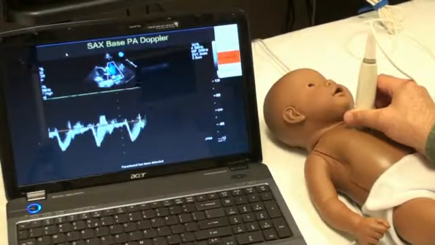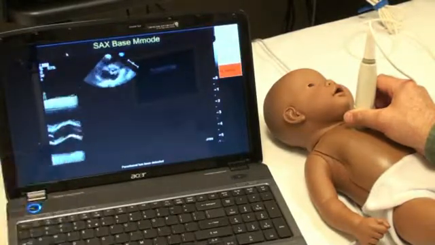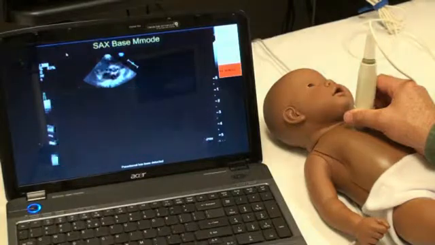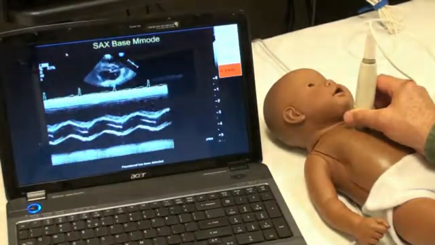And this is demonstrating the Doppler flow through the pulmonic valve. And the M mode of the aortic valve for evaluation of the LA-AO ratio.